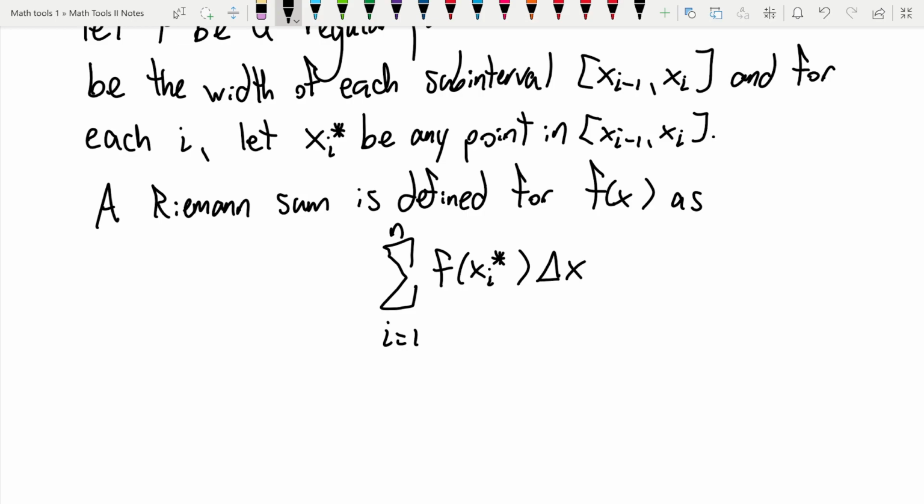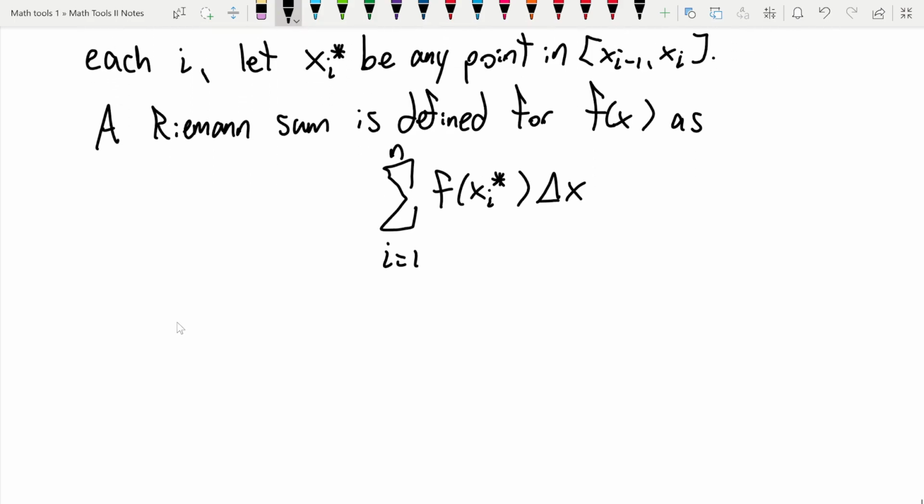So here the x_i star, the only real difference with the left and right endpoint approximations is that x_i star can be any point, right? So like it could be the midpoint, for example. So we're going to look at upper and lower sums where x_i star might be the maximum over that interval or the minimum over that interval, etc. So just the general word for this rectangular approximation is what's called a Riemann sum. Okay.